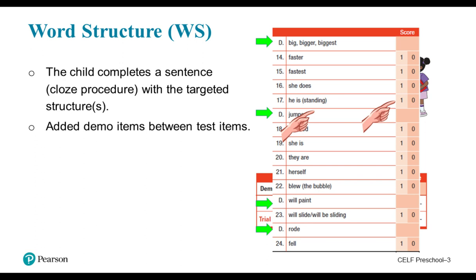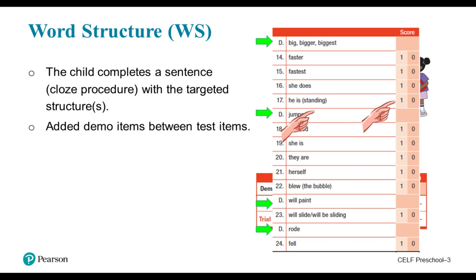For the word structure subtest, the child completes a sentence using a closed procedure with the target structures. The subtest requires a verbal response. Administration directions were added for the demonstration items between test items in the word structure subtest to improve a child's understanding of the expectations of the task. So here's an example of the subtest items.